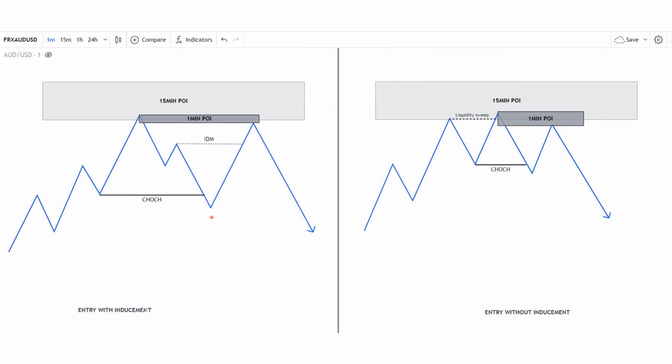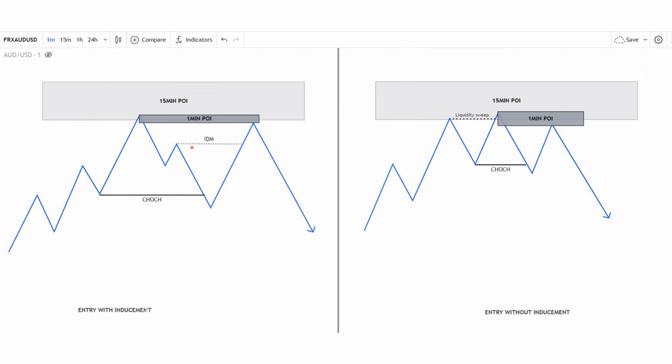All right, so for entry with inducement, you need this inducement here for you to enter a trade. First things first, when the market hits this point of interest, look for your most recent pullback. The moment the recent pullback is taken out, that is going to be a change of character. So now you have to look above. You have to look for your inducement.